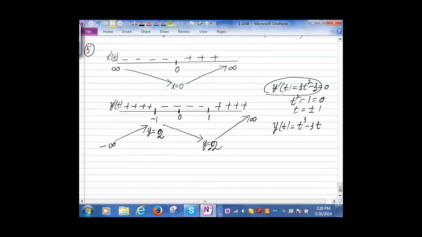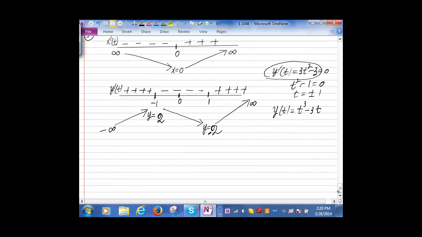Okay, I am out of time. But this is what I want you to do. Compute the second derivative, and then you can come up with the concavity. And then sketch the curve. Okay, sketch the curve after that.